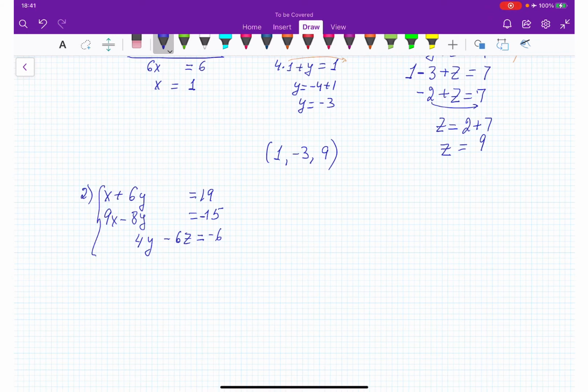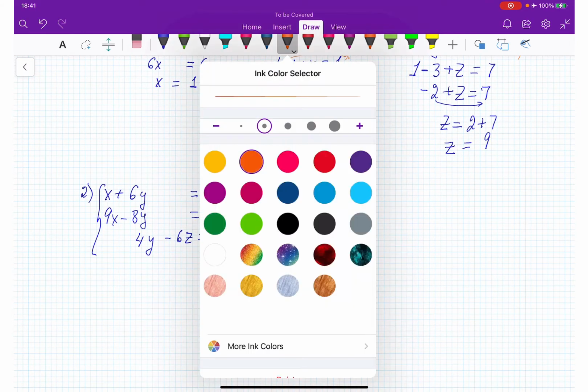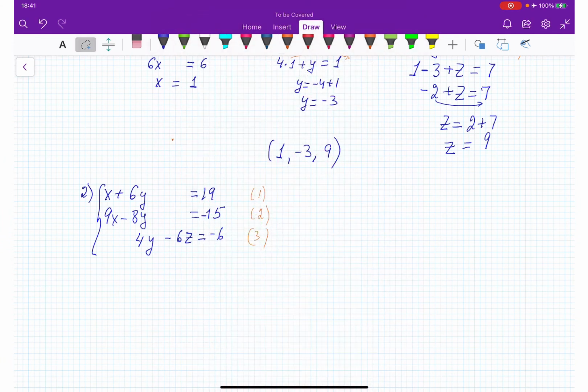So what do we have? First one, second one, third one. Maybe I should make it a little bit thicker, huh? Yeah, that's better. Okay. So let's see. I'm going to use first and second.